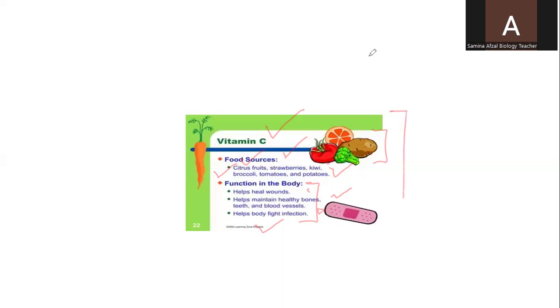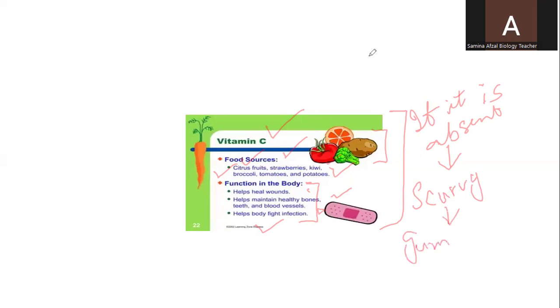If it is absent in the diet, then it causes a disease called scurvy. Scurvy is actually gum bleeding. So it should be present in our diet in a proper ratio, because if it is absent, then our gums will bleed.